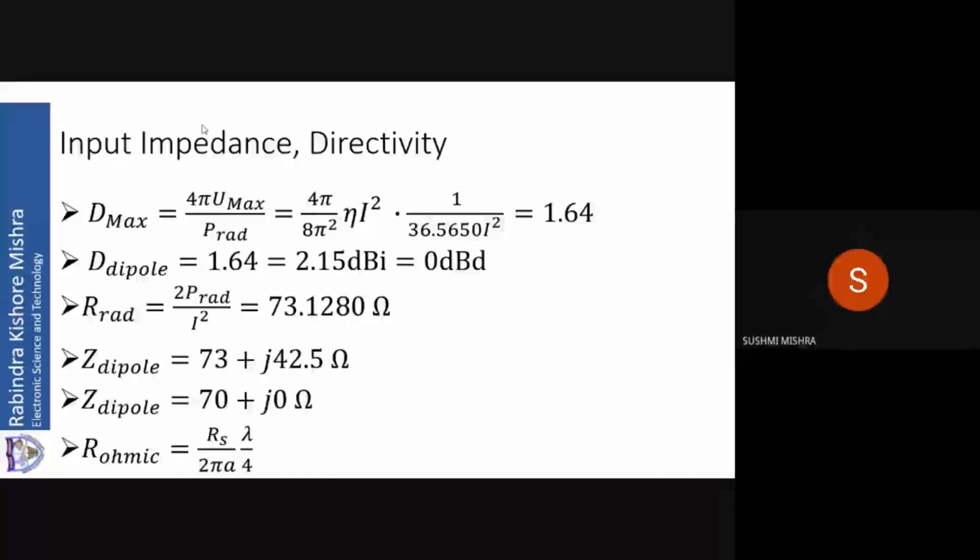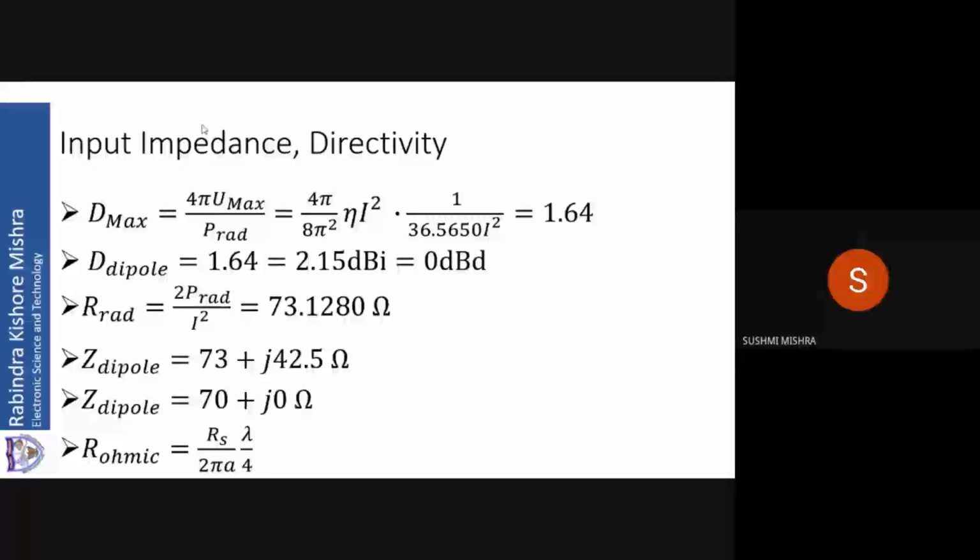So ohmic resistance will always be present here. So that plus the dipole's radiation resistance forms the input resistance part, plus a reactive part. Now in the second line I have written dipole is equal to 70 plus J0 ohm.